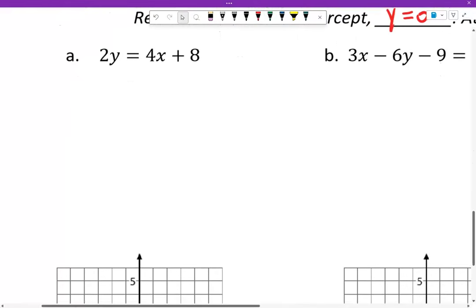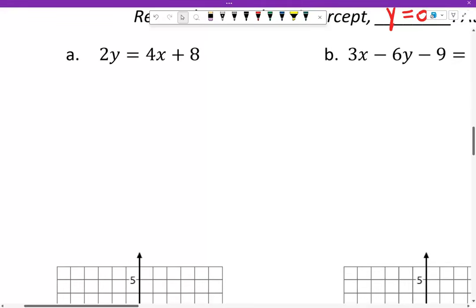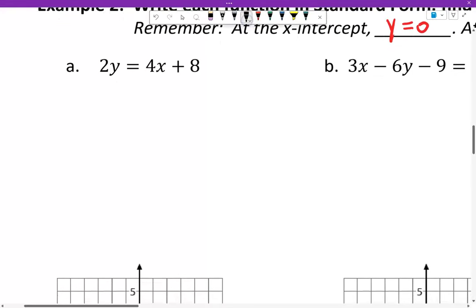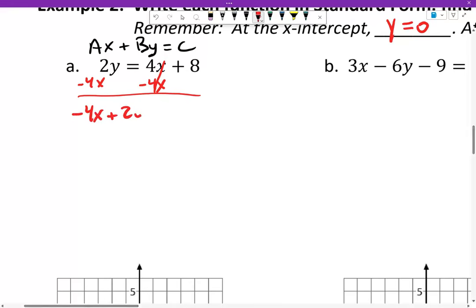All right, so first of all, we have 2y equals 4x plus 8. Now remember, we want this to be in the form ax plus by equals c. So what we have to do first here is move the 4x over. So subtract the 4x. We have negative 4x plus 2y equals 8.